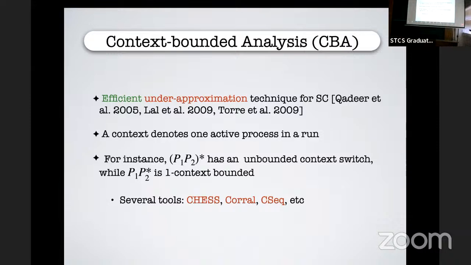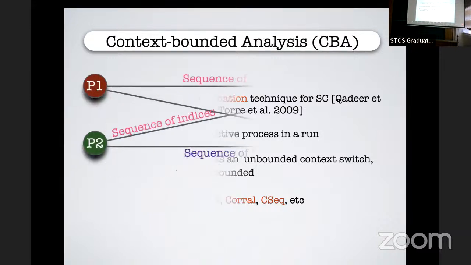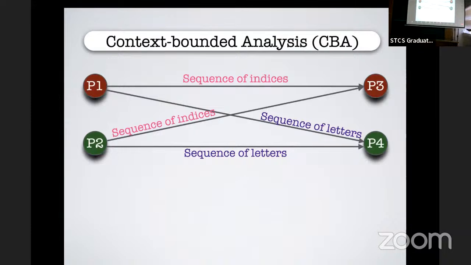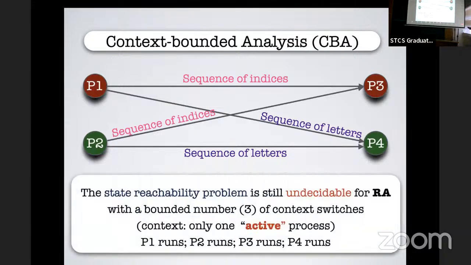So the first attempt is to ask, can I do the same thing? Can I look at programs under release acquire where I look at context-bounded runs? But that doesn't work, because if we look at my construction, I could have just said, P1, you write your guesses, done. P2, you write your guesses, done. P3 check, P4 check, right? So 1, 2, 3 context switches are sufficient to get undecidability. So somehow the well-known under-approximation does not work for release acquire. We need to propose something that is more appropriate for the release acquire model, so that it becomes a meaningful under-approximation.